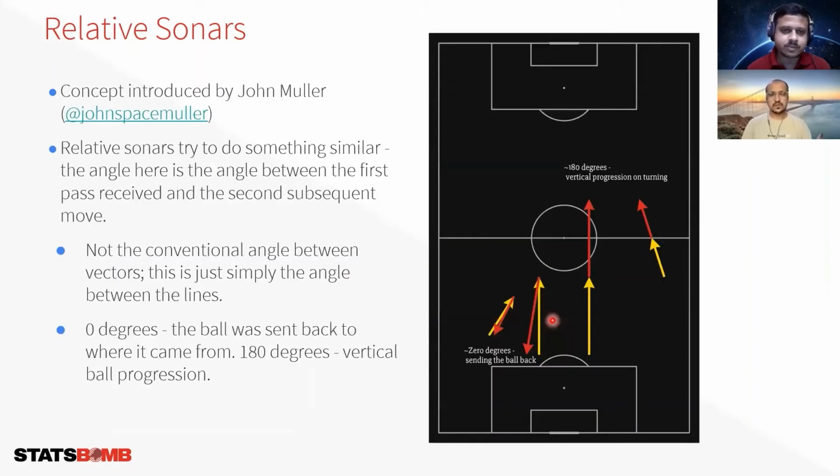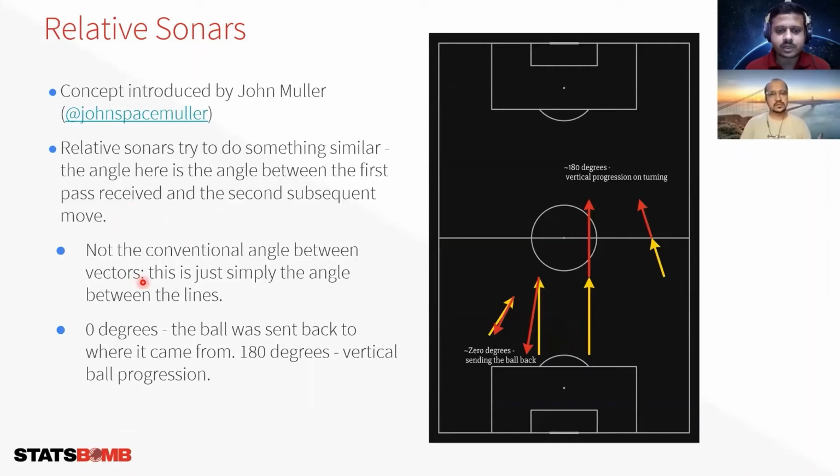Relative sonar does something very similar. The concept was introduced originally by John Mueller in one of his awesome articles. In normal passing sonars, we look at the absolute angle of the pass with respect to a certain fixed line, so that could be the side line or some horizontal line. The relative sonars use the angle between the two moves: the first pass received and the second subsequent move.